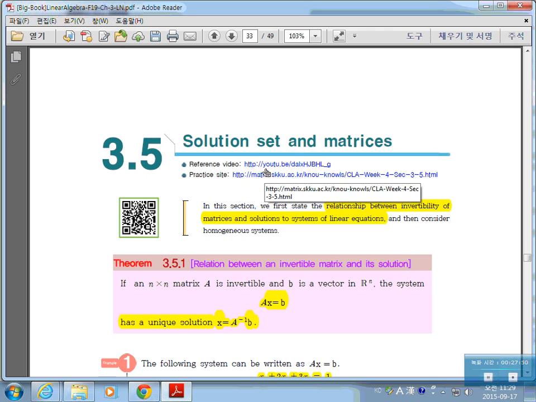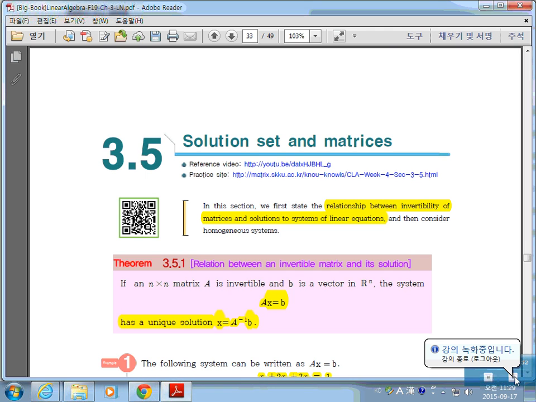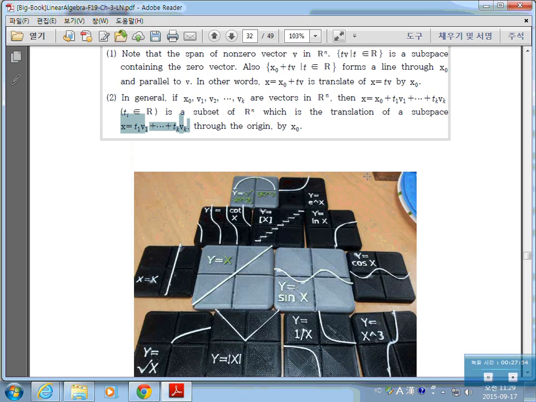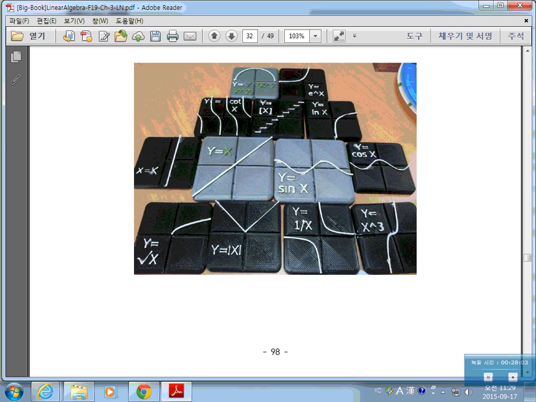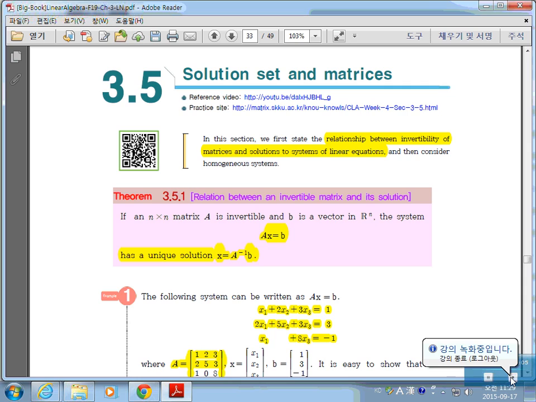I think that's it. This concept will be used when you try to find the set of all solutions of a non-homogeneous system of linear equations. Any questions?